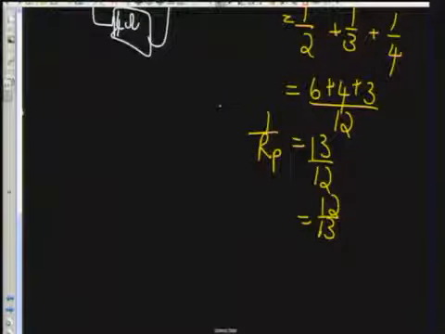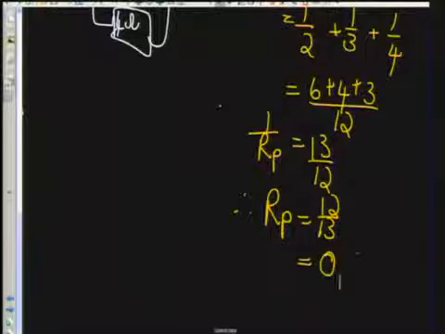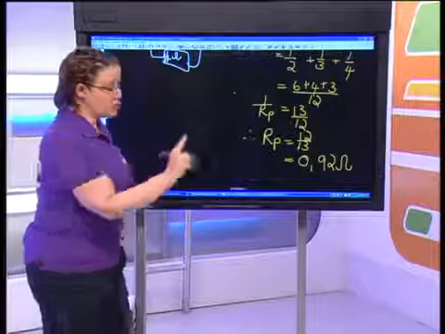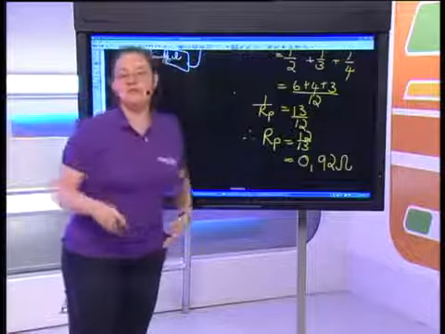So to get R parallel, I flip the whole thing over. Therefore, R parallel equals 12 over 13, which is actually 0.92. And it's tiny. How do I know that my calculation is correct? Because my total is smaller than 2 ohms.